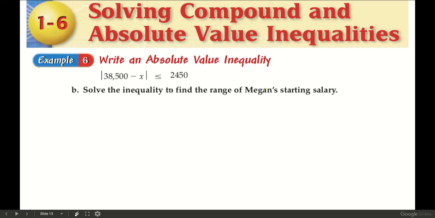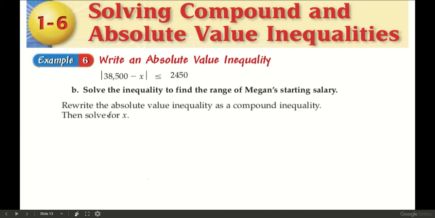So now let's go ahead and solve it, right? This is the inequality that I wrote here for the problem. And now I'm going to solve it to find out the range of Megan's starting salary. First I'm going to rewrite this as a compound inequality. Since this value has to be less than or equal to that, this distance from 0 is going to be that. It's going to be an and compound inequality. So here's my compound inequality right here. Negative 2,450 has to be less than or equal to the 38,500 minus x, which has to be less than or equal to positive 2,450. So this is my compound inequality.